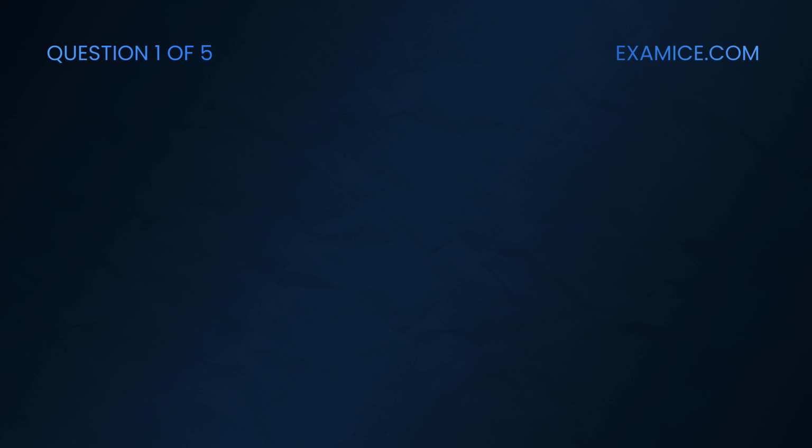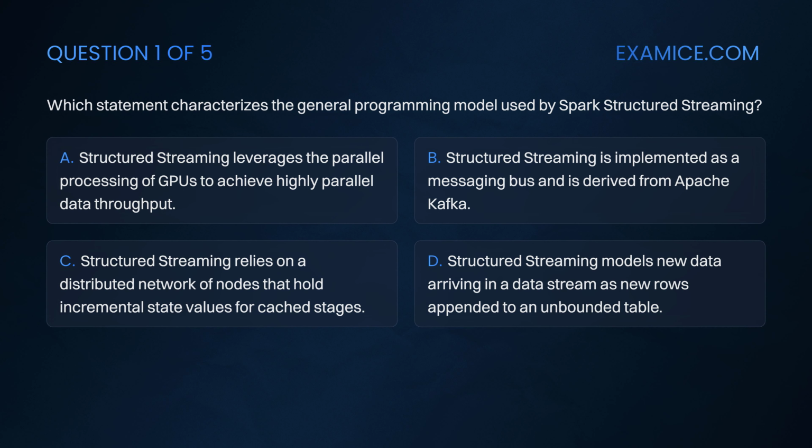Question 1. Which statement characterizes the general programming model used by Spark Structured Streaming? Option A. Structured streaming leverages the parallel processing of GPUs to achieve highly parallel data throughput. Option B. Structured streaming is implemented as a messaging bus and is derived from Apache Kafka. Option C. Structured streaming relies on a distributed network of nodes that hold incremental state values for cache stages. Option D. Structured streaming models new data, arriving in a data stream as new rows appended to an unbounded table.